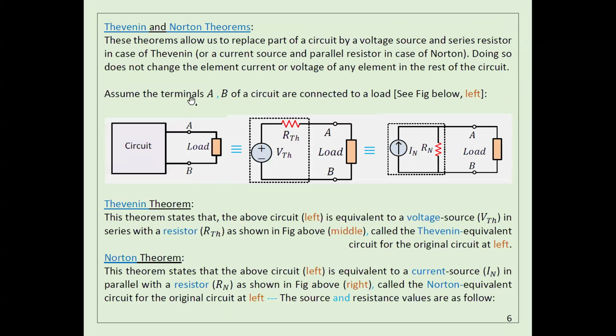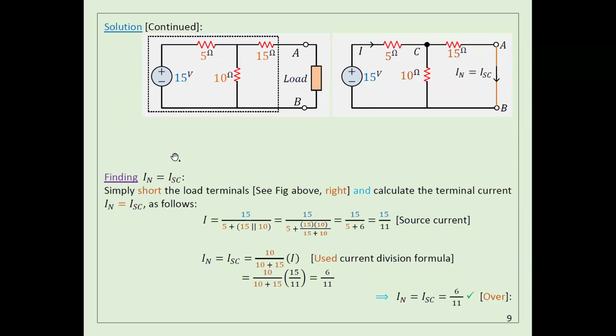In this case, when you open here, you are going to look here and see what the equivalent resistance is when you look here, after you cancel the sources. And again, what do you mean by cancel the sources? Any voltage source, short circuit. Any current source, open circuit. And that's actually what I did here in this question.